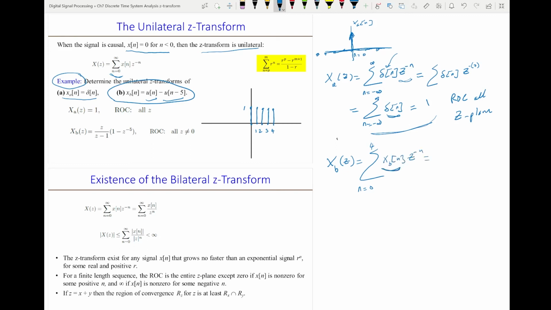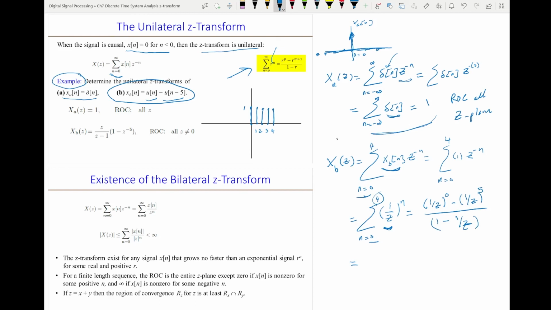Now this function equals 1 in this range. So this will be n equals 0 to 4, 1 times z to the power of minus n. And if I use this definition, here r is 1 over z. So this will be 1 over z to the power of 0 minus 1 over z to the power of 4 plus 1, that's 5, divided by 1 minus r, which is 1 over z. And I can simplify this, 1 minus z to the power of minus 5 over 1 minus 1 over z.